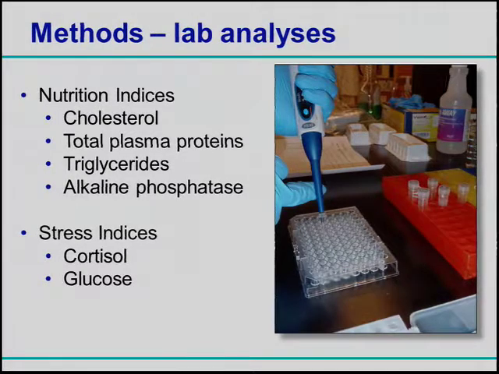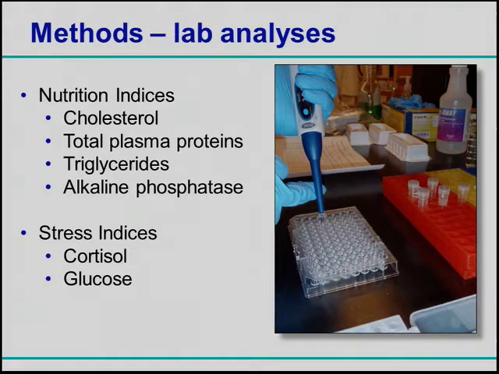We had 4 different nutrition indices that we ran from the blood: cholesterol, plasma proteins, triglycerides, and alkaline phosphatase. And these are indices that would respond to feeding or nutrition of the animal and be indicative of an animal that's been in good health and good feeding or recent feeding events and those kinds of things. We also measured stress in these fish, okay?